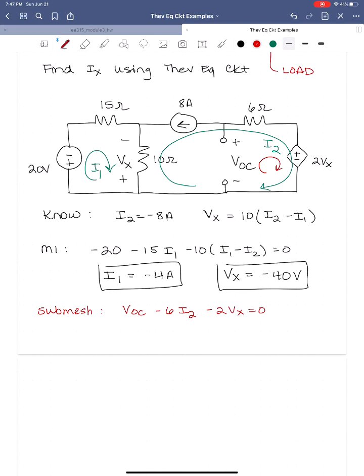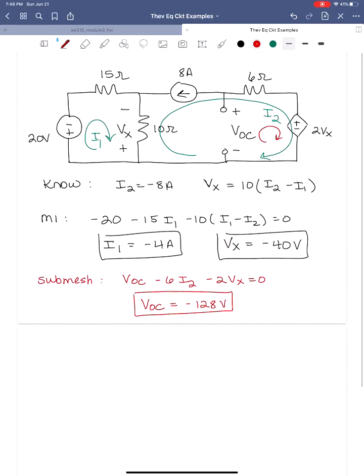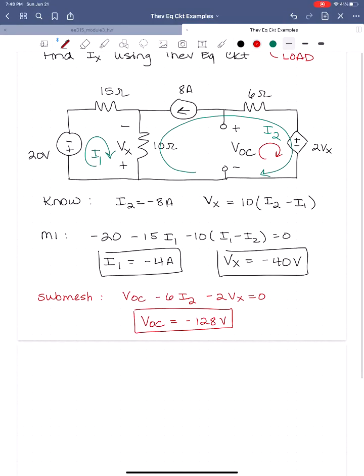All right, I'm going to go ahead and substitute in I2 and Vx into this equation, and I'll get that VOC is equal to minus 128 volts. Don't let a large voltage throw you. I don't normally do a whole lot of checking to see if any of this makes sense from a practical standpoint, the values at least. Okay, so there's our open circuit voltage.